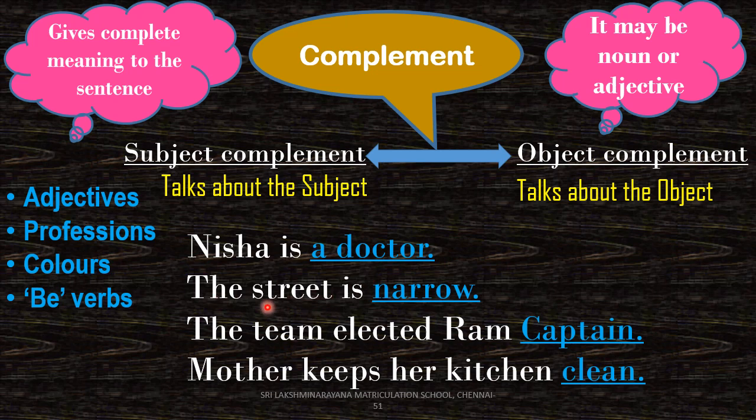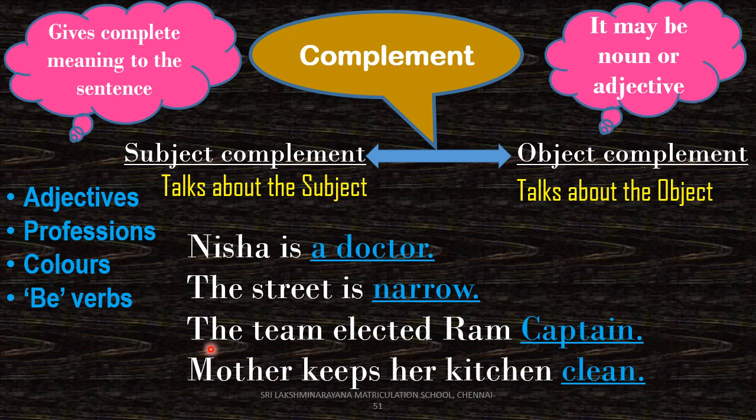Coming to the next sentence, the street is narrow. Here again, the street is a subject, is is a verb, and narrow is a complement. So the word narrow talks about the street, talks about the subject, the street. As you know, narrow is an adjective, a describing word. So here it describes the subject, the street. So it is called a subject complement. In the previous example, you see children, doctor is a profession of a person. So it's a complement.